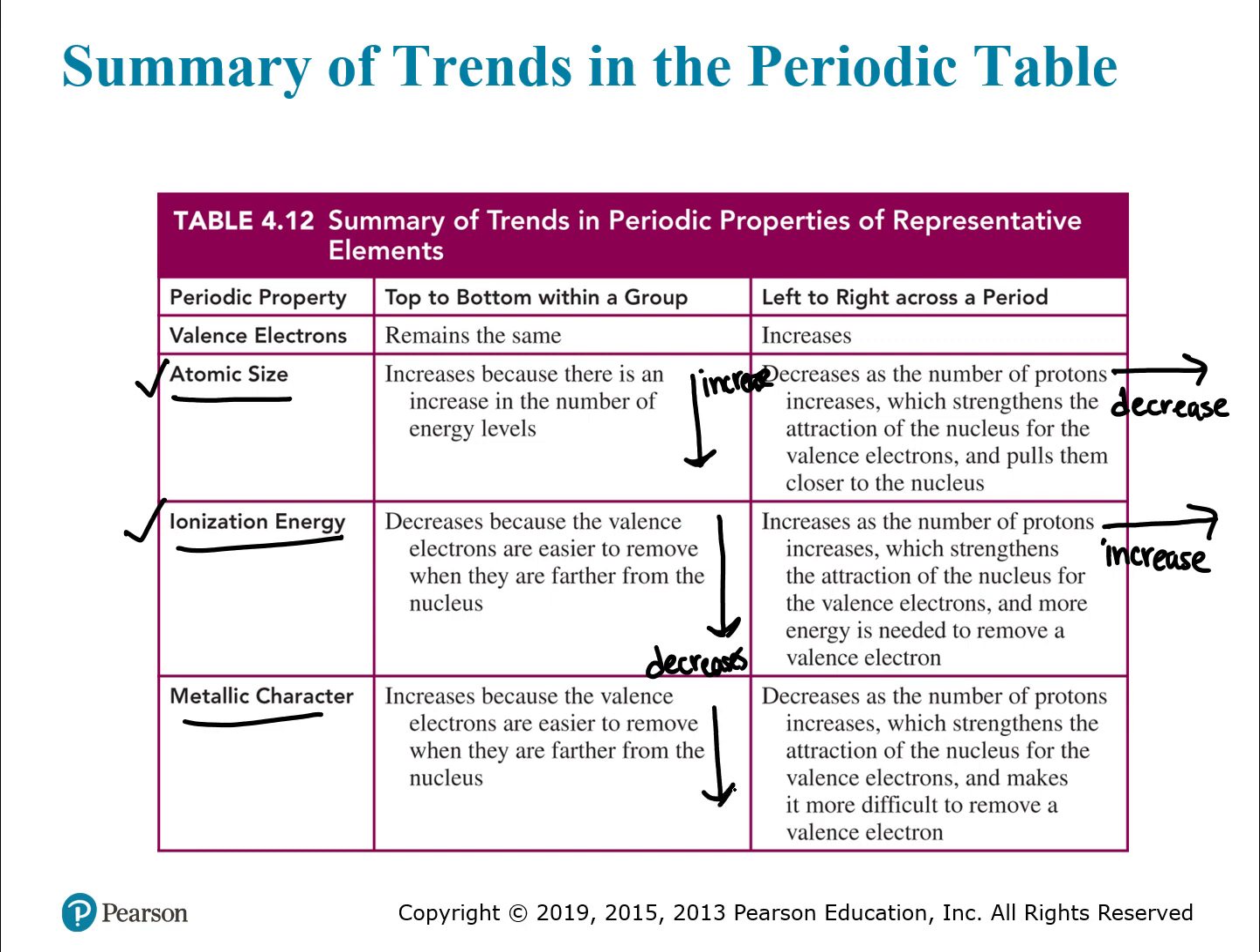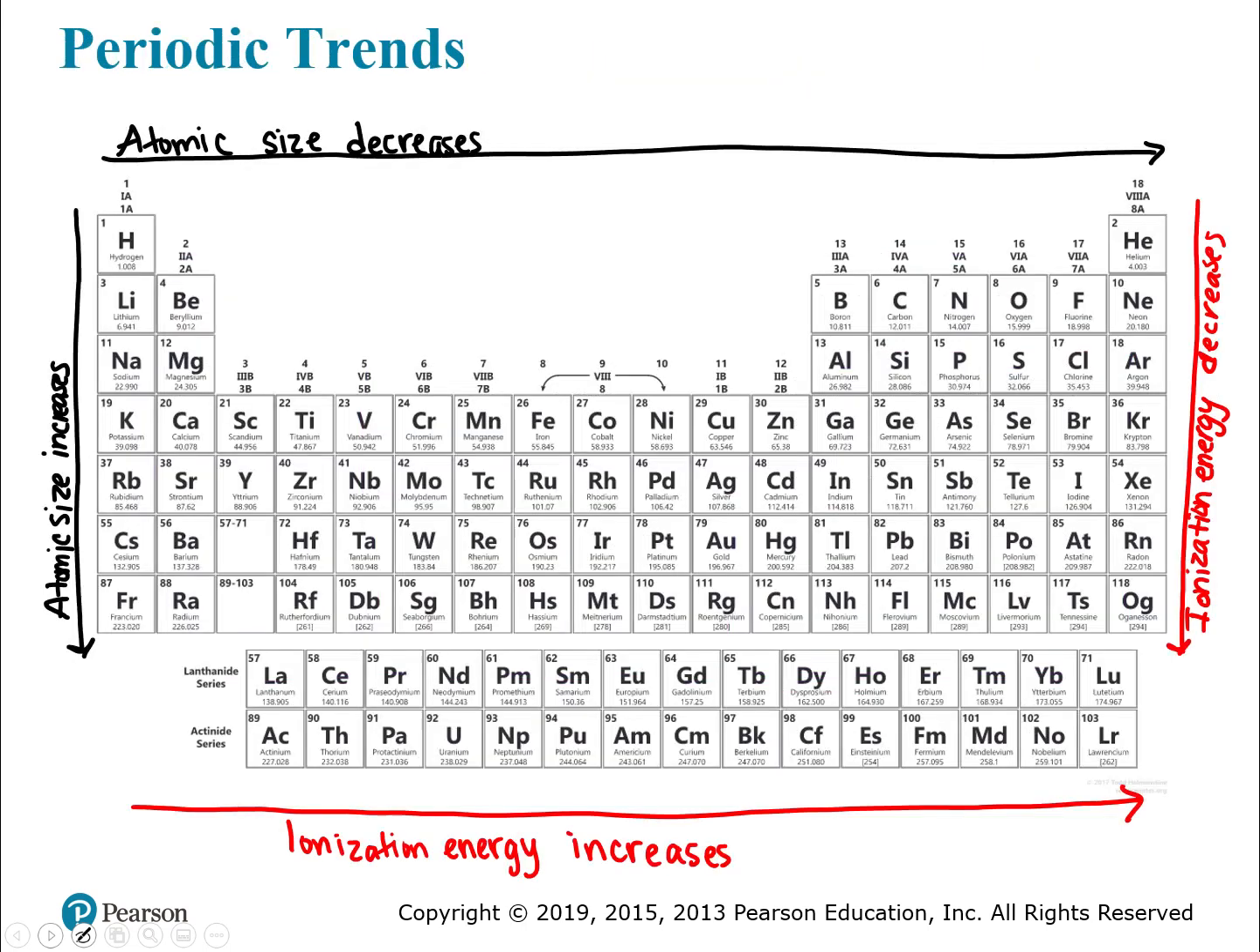So as you go from the top of a group to the bottom, metallic character increases. As you move from left to right across the periodic table, metallic character decreases. And that makes sense because on the far right of the periodic table, what do you have? Nonmetals. So it makes sense that everything on the far right side would be low in metallic character.